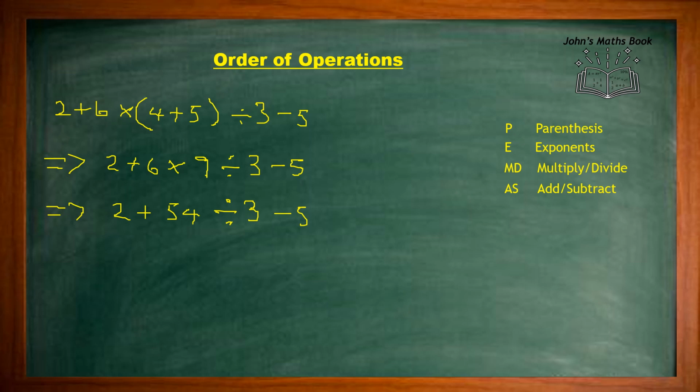So we've got to divide 54 by 3. So this gives 2 plus 54 divided by 3 is 18, and then minus 5. So again, working from left to right, we now have 2 plus 18 minus 5. So we do the plus first because plus and minus have equal precedence. So we do 2 plus 18, which is 20, minus 5. So the final answer we get is 20 minus 5, which is 15.